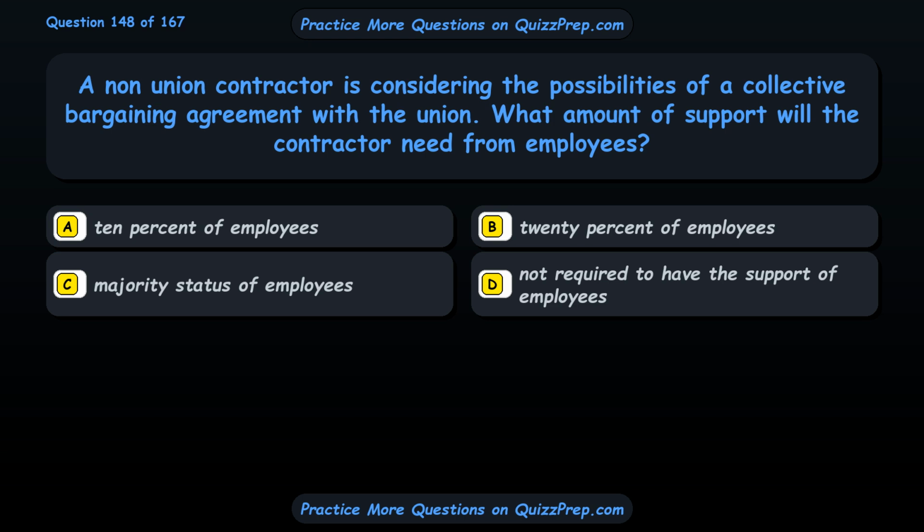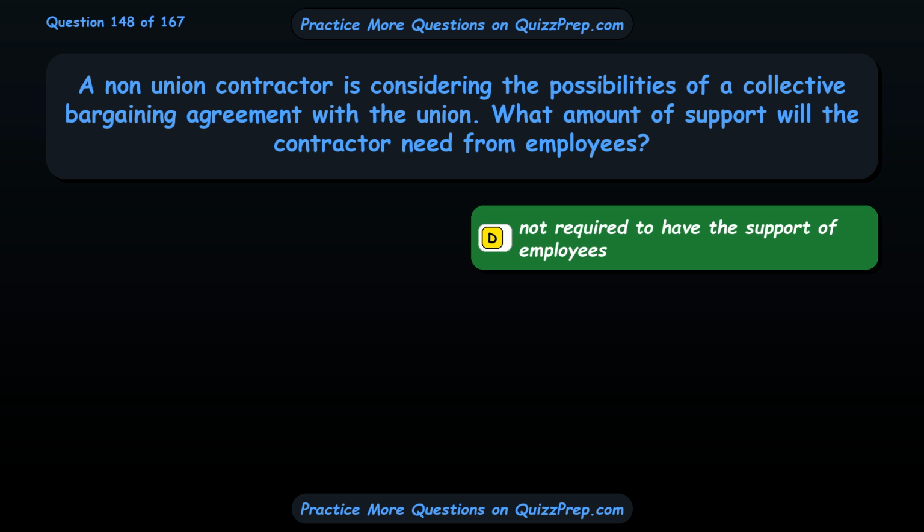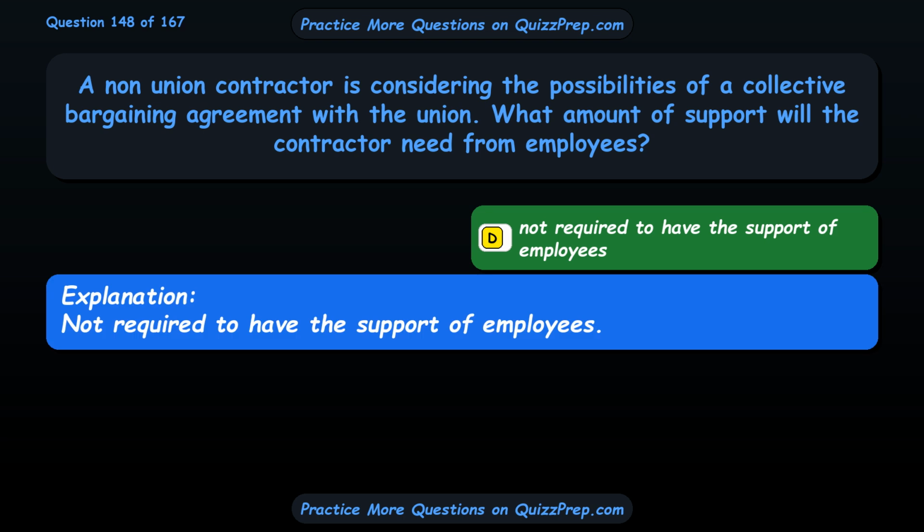Question 148. A non-union contractor is considering the possibilities of a collective bargaining agreement with the union. What amount of support will the contractor need from employees? Option A, 10% of employees. Option B, 20% of employees. Option C, majority status of employees. Option D, not required to have the support of employees. The correct answer is option D, not required to have the support of employees.